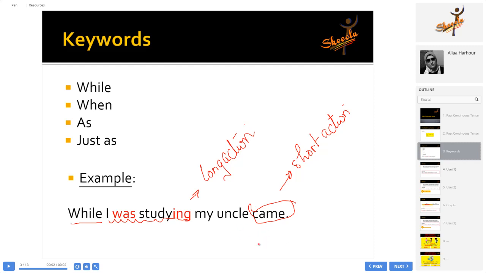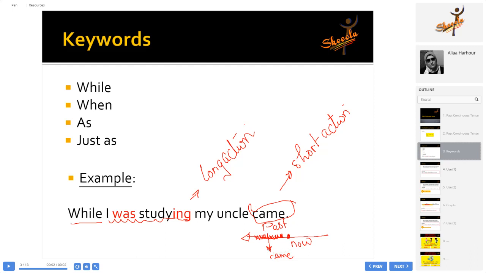Again, if this is my timeline, and we are talking here about now, what happened before now is called the past. So this part is past. So it means that I was studying. It takes a long time here. This is the colored part. This action is was studying. And then at a certain point, my uncle came. The action here is interrupted by my uncle.